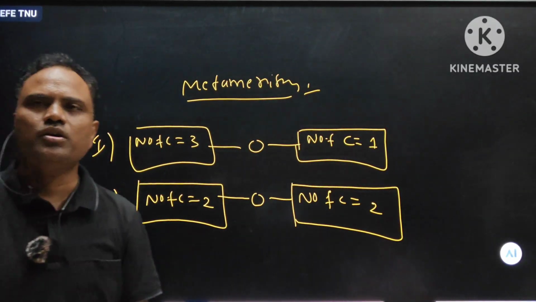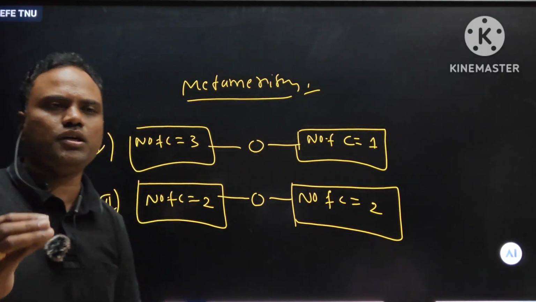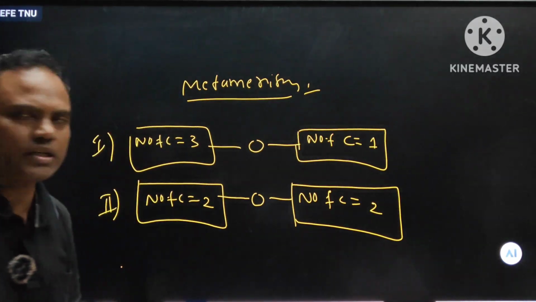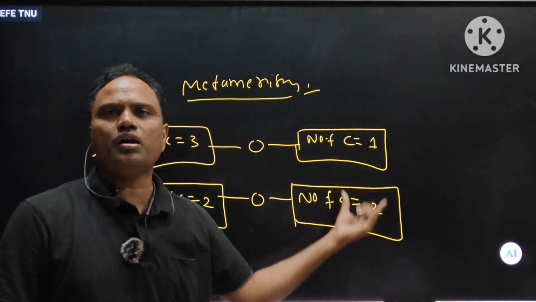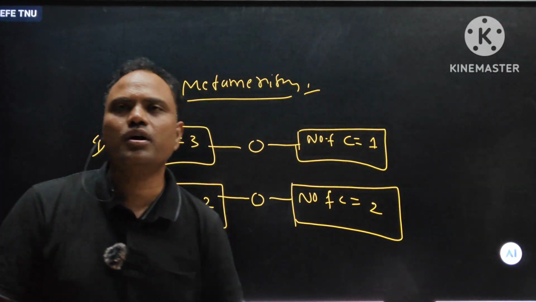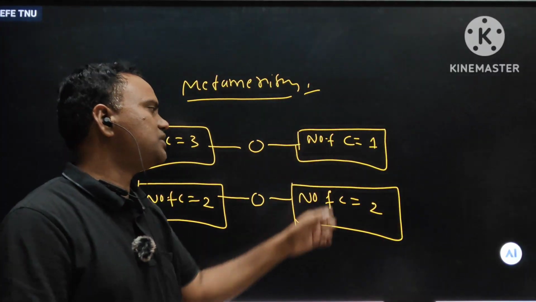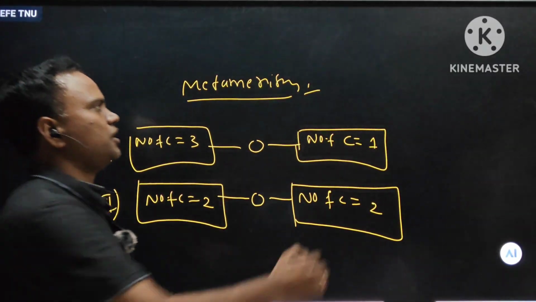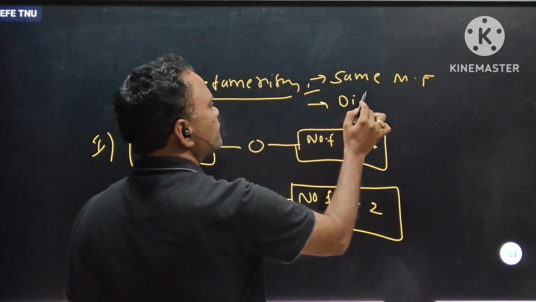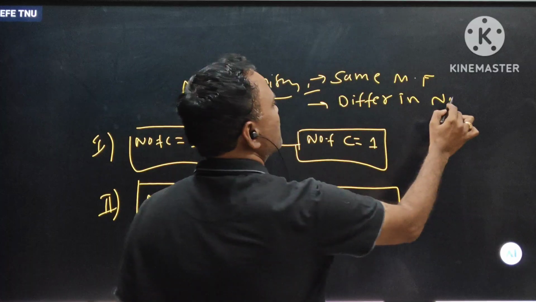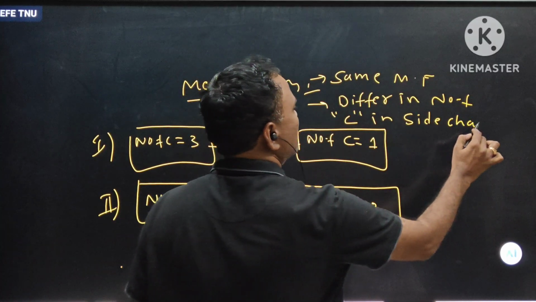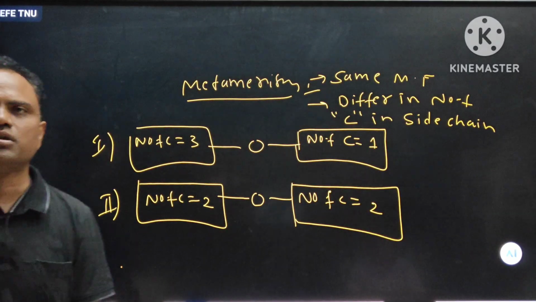So difference is there. So the compounds with the same molecular formula, even the same functional group, but differ in the number of carbons in the side chain. A simple definition: compounds having the same molecular formula but different number of carbons in side chains are called metamers.